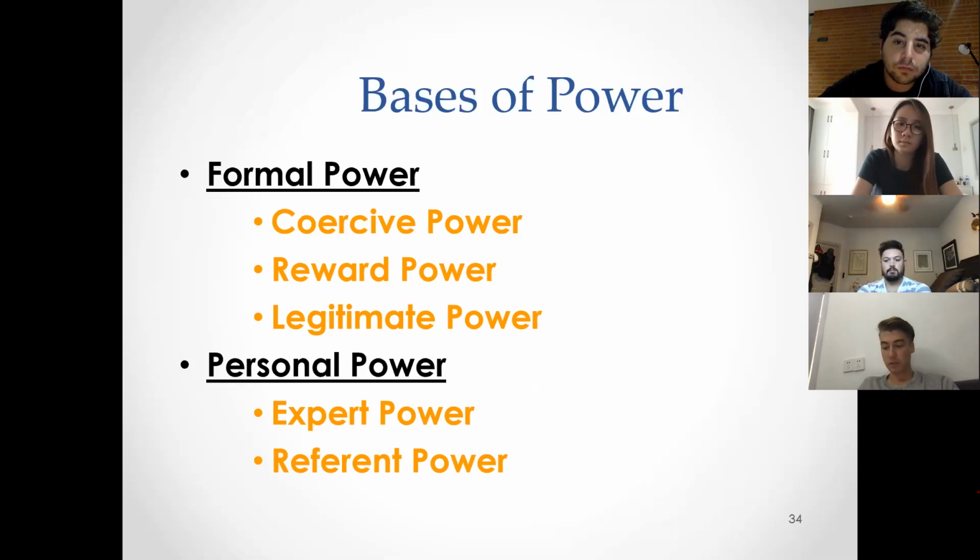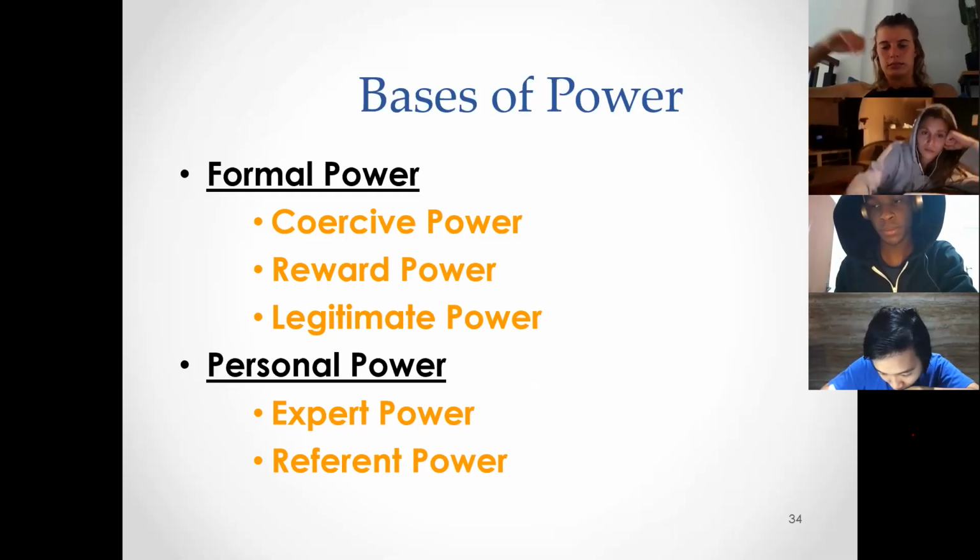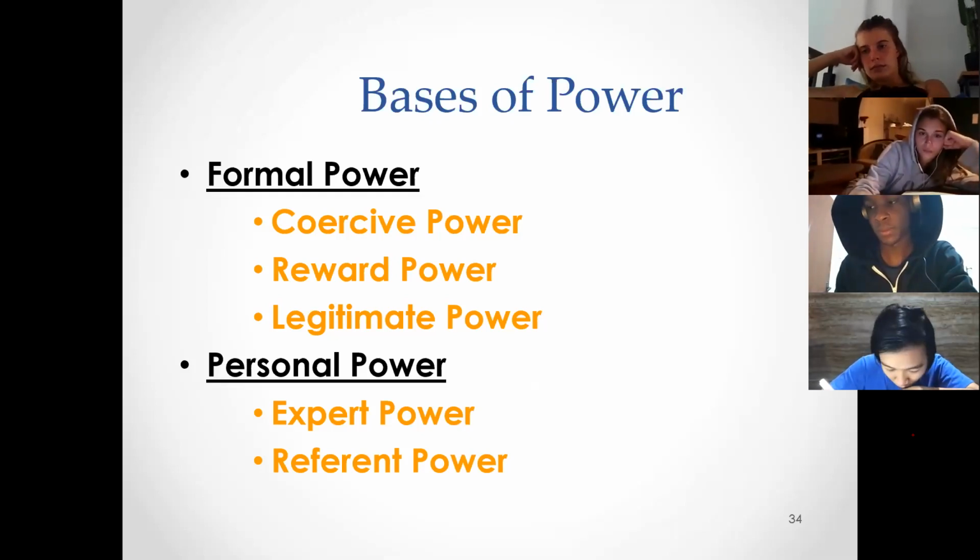Not really. Can I give one of you some money? Would be a very bad thing for me to do. I can't really give you a reward. It would be very inappropriate for a teacher to give a reward to a student, for the same reason that it would be inappropriate for me to manipulate or coerce a student. But these are formal kinds of power.